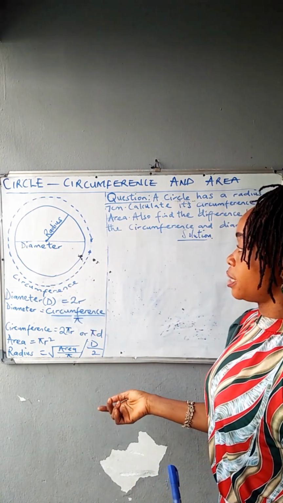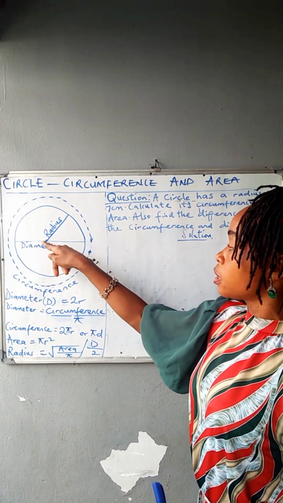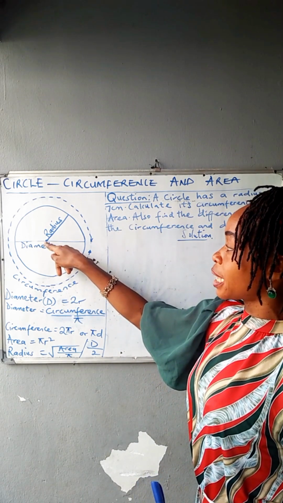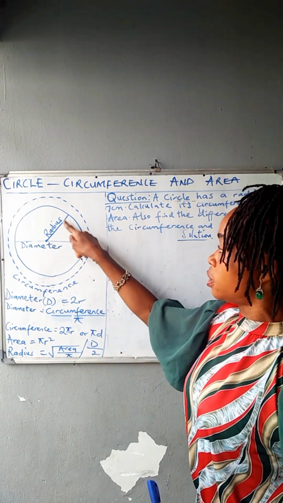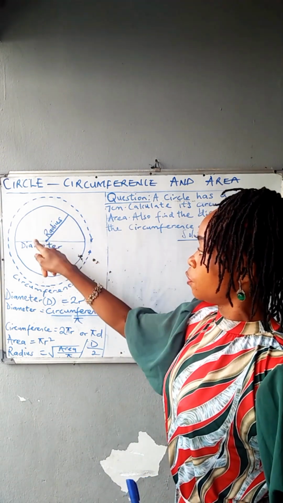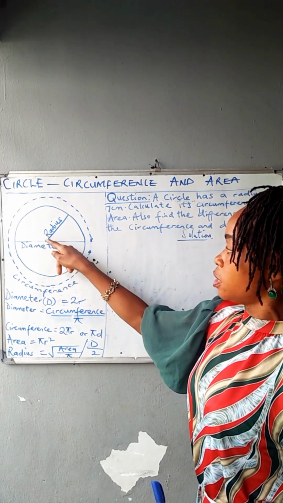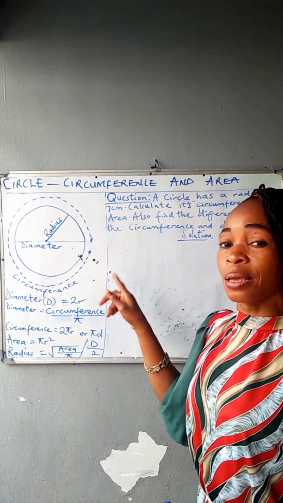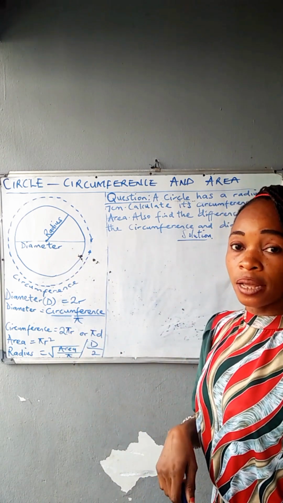Now the radius is another one. Radius is that line that cuts through a circle from the center of the circle to any other part of the circumference. So this is a radius, this is a radius. If you cut it through here, it's a radius, this is a radius, this is also a radius, and the radius is the same throughout the circle. Whichever way you cut it, the radius remains the same.